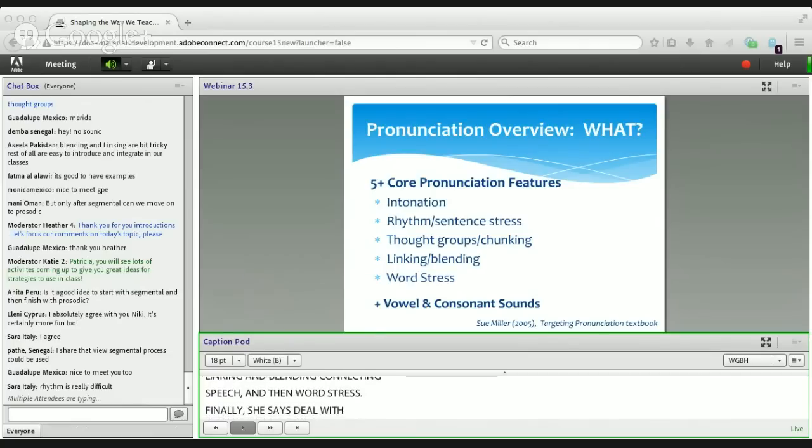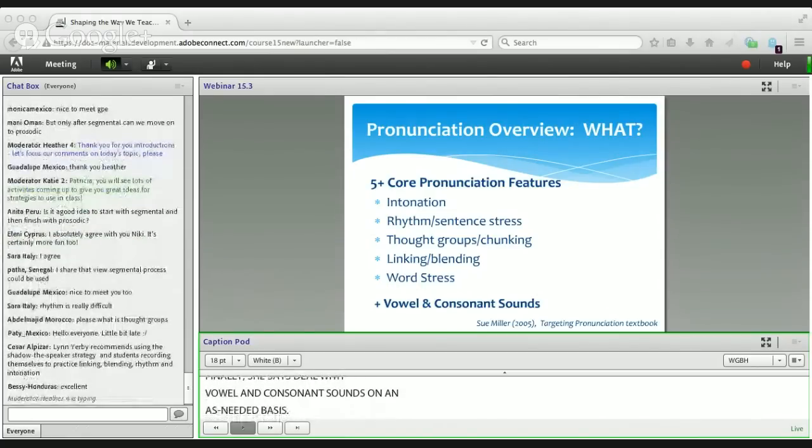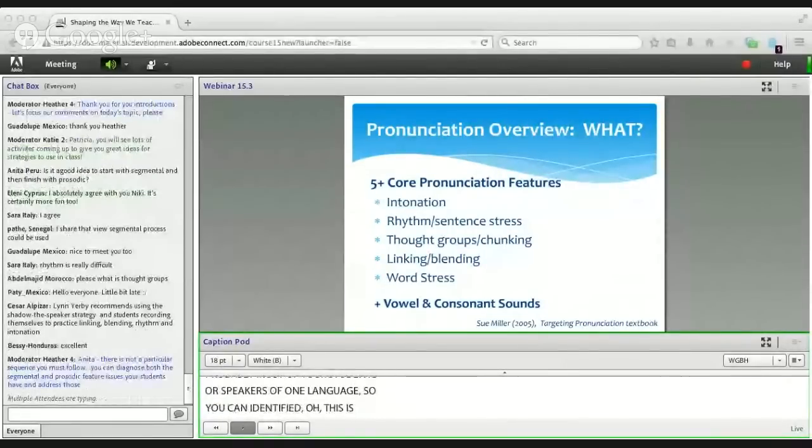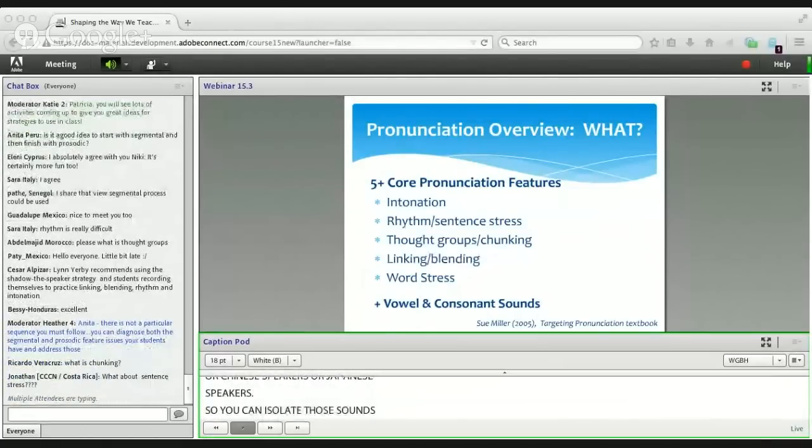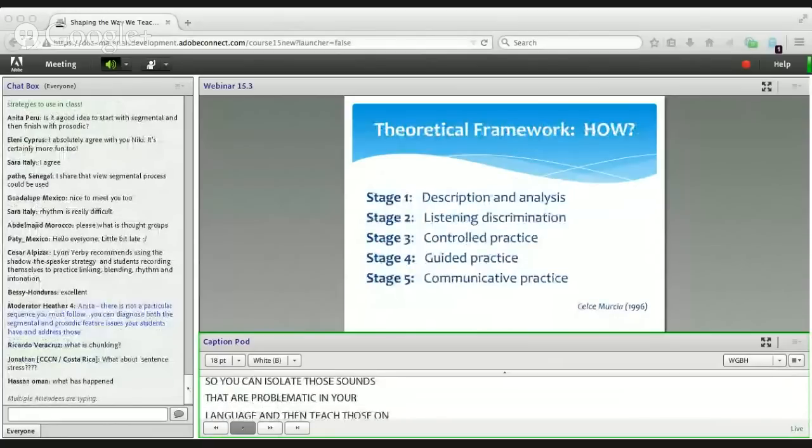In an EFL environment, you have the advantage that probably most of your students are speakers of one language. So you can identify, oh, this is where Spanish speakers would have problems, or Arabic speakers, or Chinese speakers, or Japanese speakers. You can isolate those sounds that are problematic in your language and then teach those on an as-needed basis. All right, and so now we're going to move on.